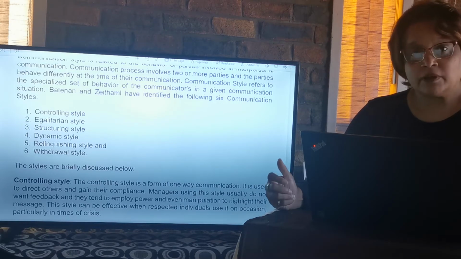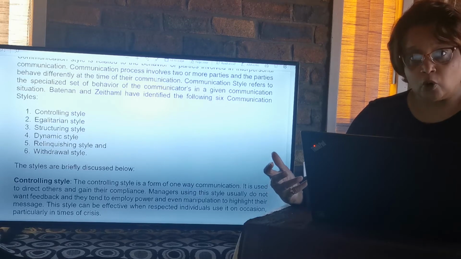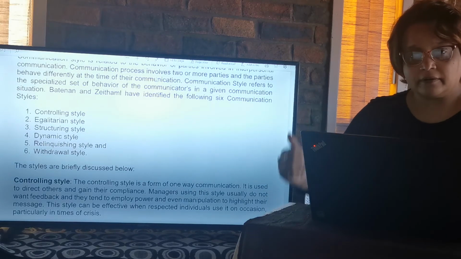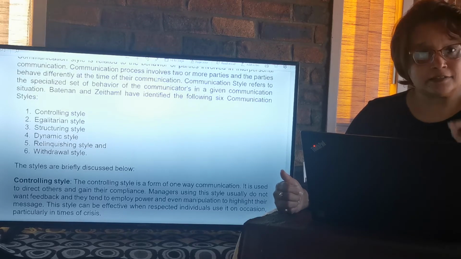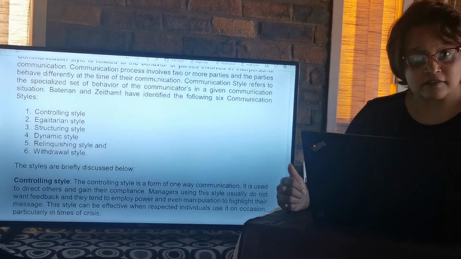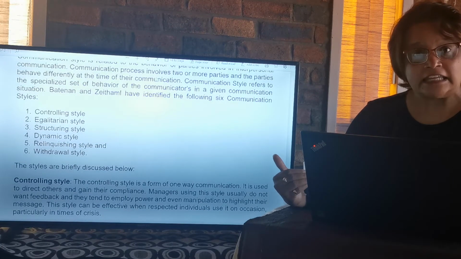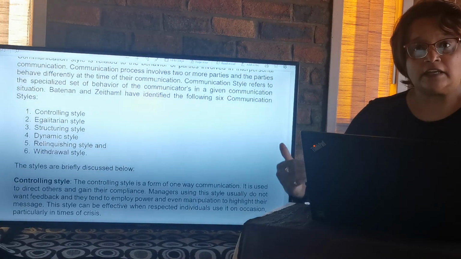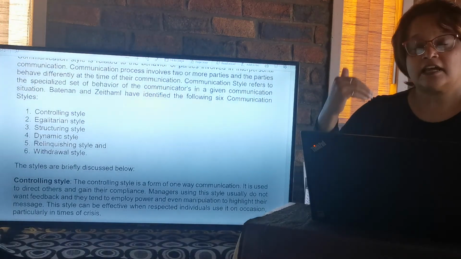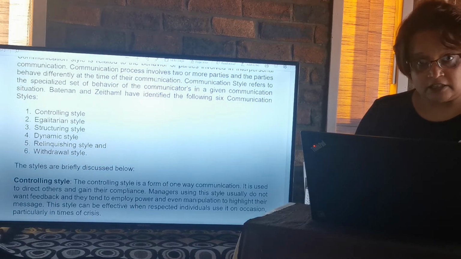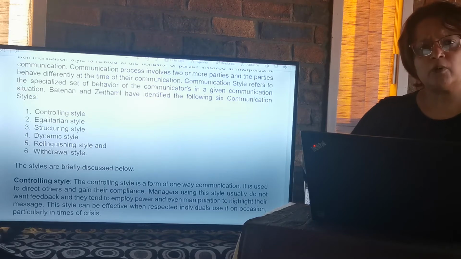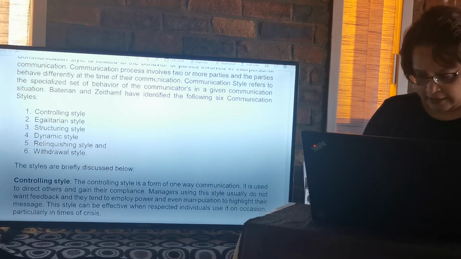But yes, it is mommy telling the child, go to bed. It is your supervisor saying, please follow up on that specific client. It is the public relations officer requesting the budget: I need the budget for the event today. So it is a controlling of information one way, and there's little room for feedback, if at all any feedback to be given. Now we go to the flip side of the coin, egalitarian.